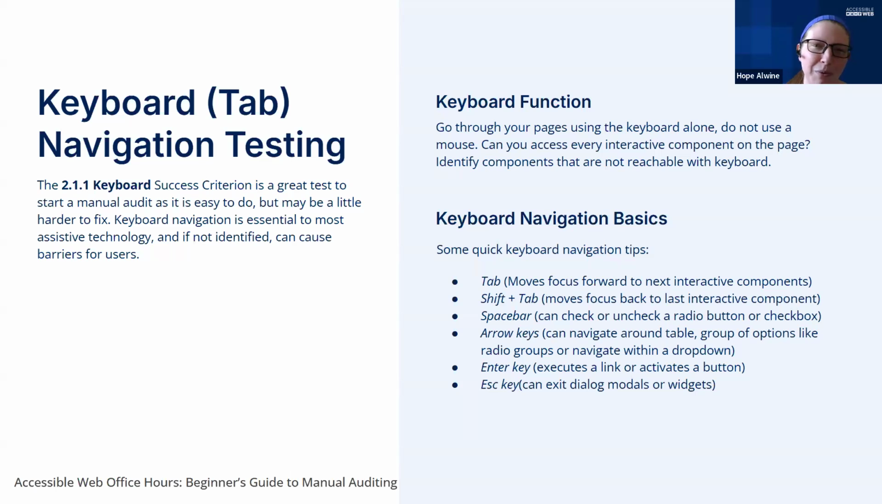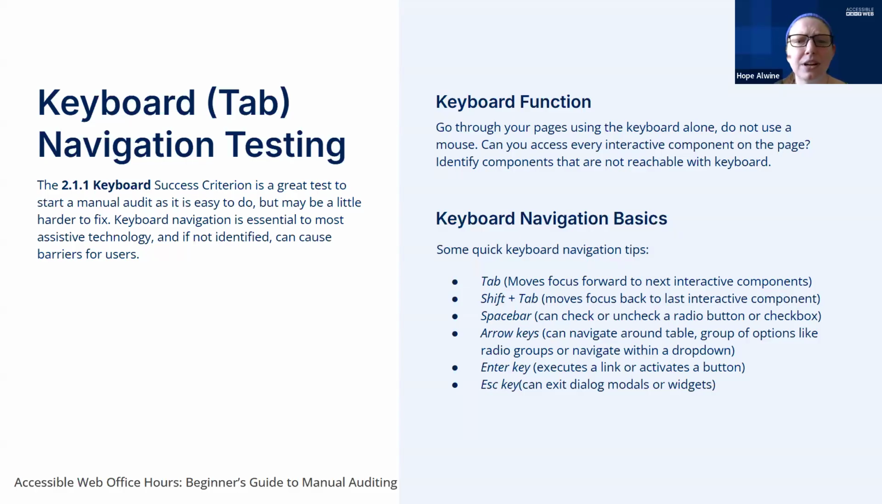Okay, the 2.1.1 keyboard success criterion is a great test to start a manual audit, as it's easy to do, but it's a little bit harder to fix. So keyboard navigation is essential to most assistive technology, and if it's not identified, can cause many barriers for users. The keyboard function test is completed by going through your pages using keyboard alone, removing the use of a mouse. Can you access every interactive component on that page? You can use the Accessible Web Chrome extension to help identify what is being reached with a keyboard and what is not.